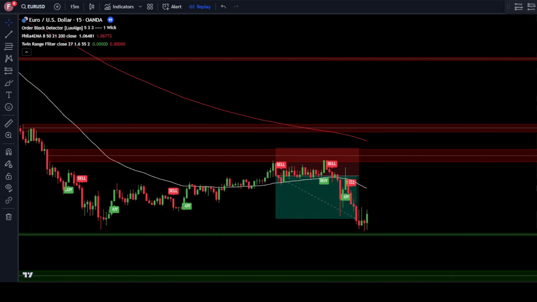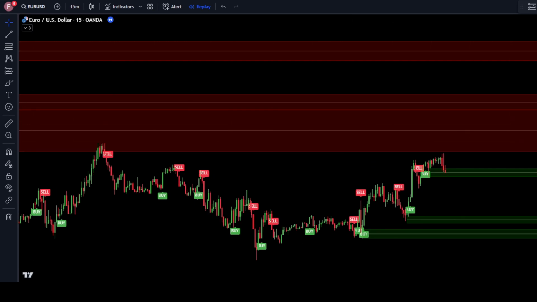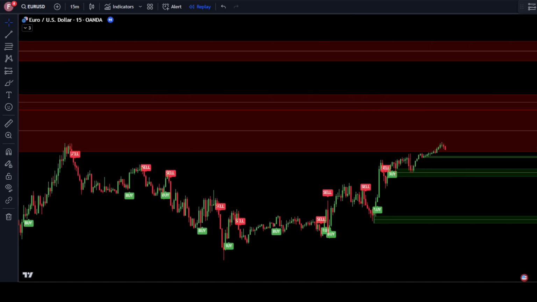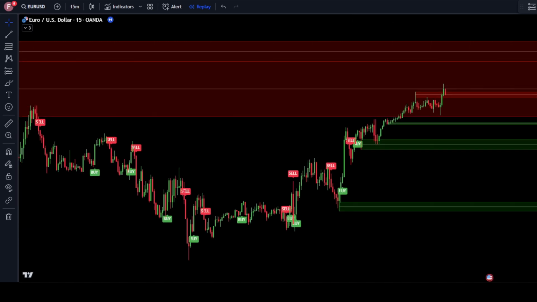This Twin Range Filter Visualized indicator will be used as a guide for placing orders in the market. If the Twin Range Filter indicator gives a buy signal, you will focus on placing buy orders. However, if the Twin Range Filter indicator gives a sell signal, your main focus will be on placing sell entries. Now let's discuss how to place buy and sell orders using this supply and demand trading strategy.